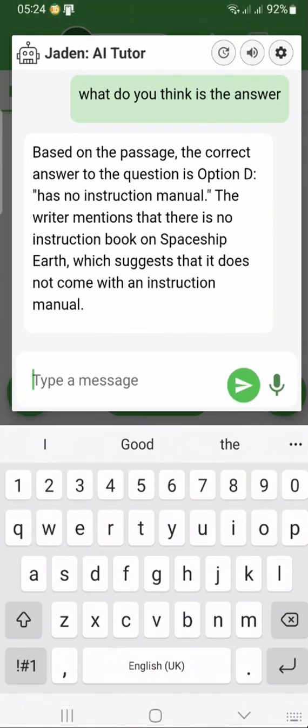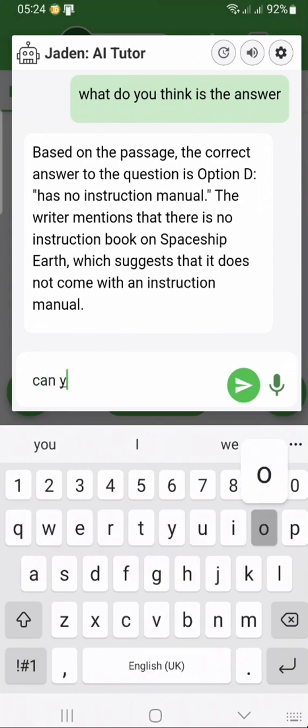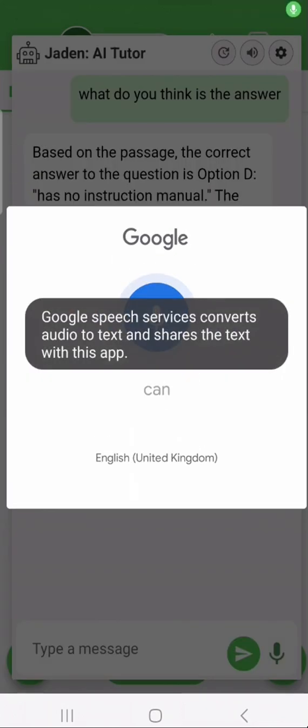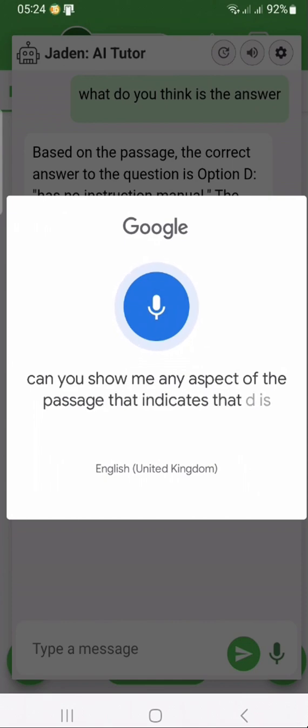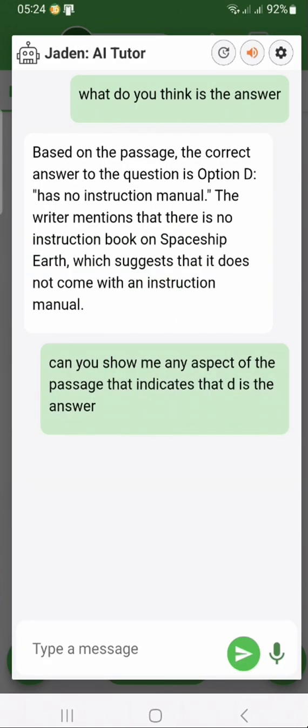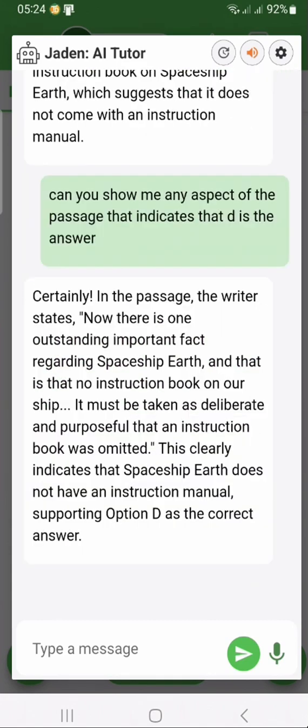What if I want to know the aspect of the passage that made it believe that option D is the answer? You can query for that. I can say things like, can you show me any aspect of the passage that indicates that D is the answer? Certainly. In the passage, the writer states, now there is one outstanding important fact regarding Spaceship Earth, and that is that no instruction book came with our ship.